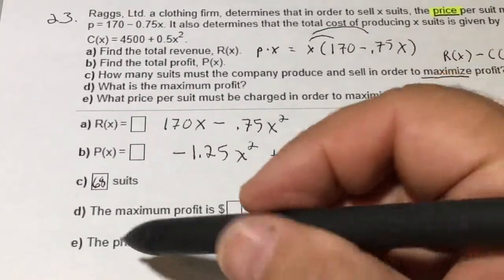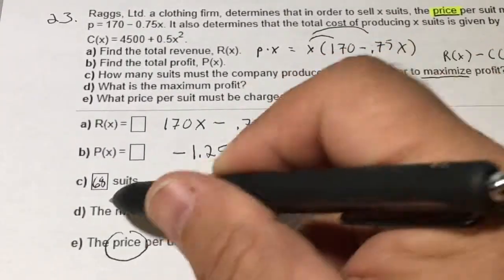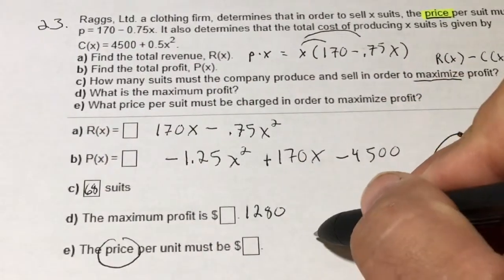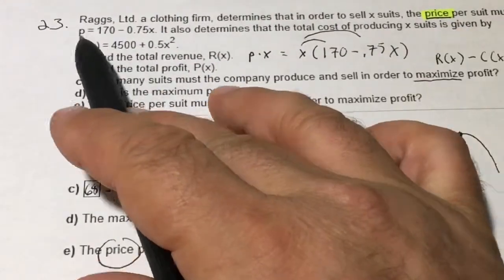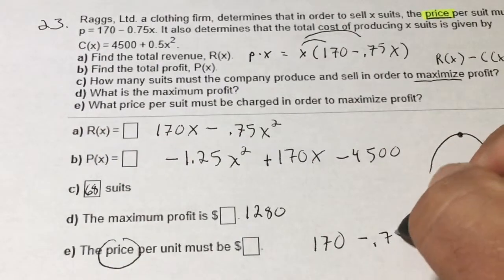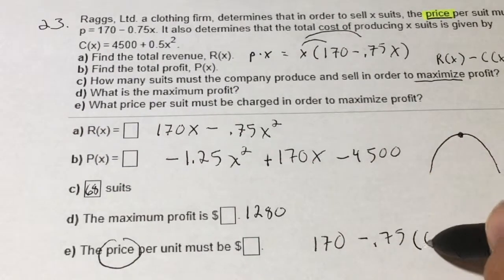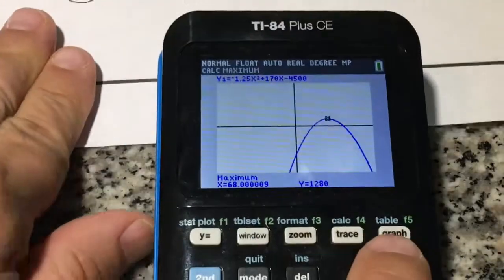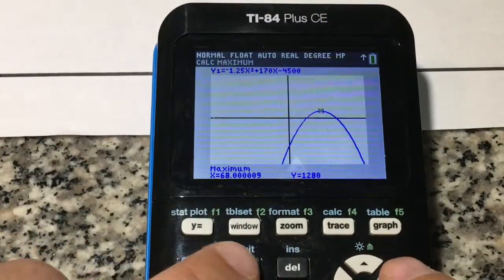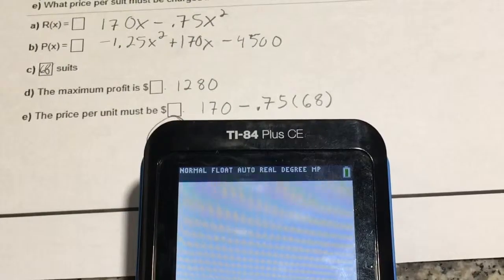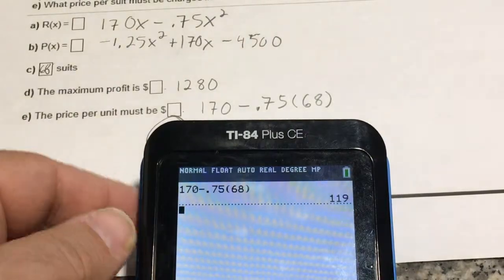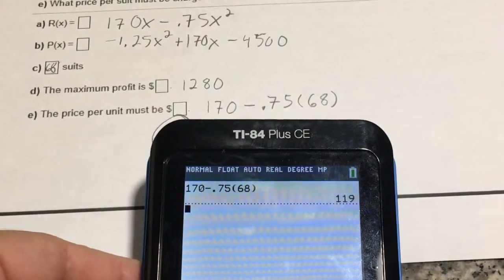And now it wants to know the price, not the profit, the price. So I have to take the 68 suits and put it into the price function. So my calculator key is going to be 170 from the price function minus 0.75 times 68. And that'll give me the price. I'm going to hit second quit to get to my calculator. So I'm going to type in 170 minus 0.75 times 68, and that's going to give me $119 per suit. The price per unit must be $119.